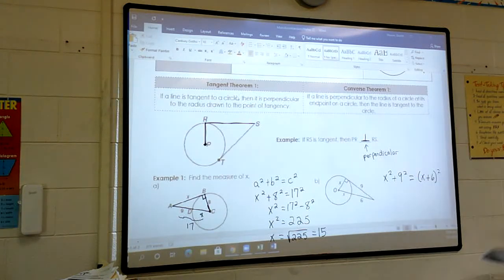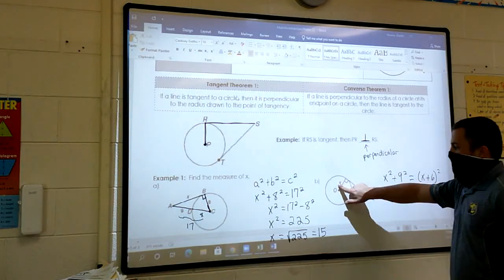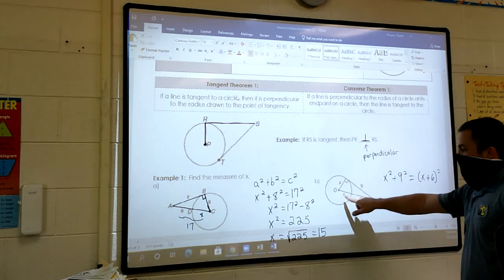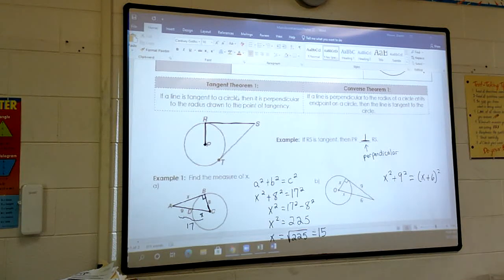Okay. So you're not going to see one like that in B, but that's how you would set it up. X squared plus 9 squared equals x plus 6 squared. So it would be a squared plus b squared equals c squared. So you would have this one squared plus this one squared equals all of this squared. Okay, so I'm just going to set that one up.